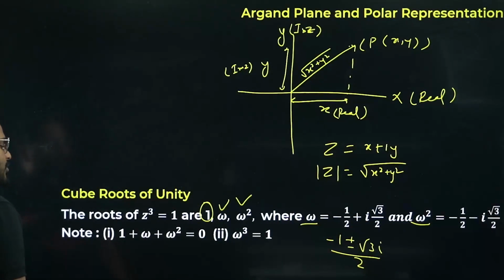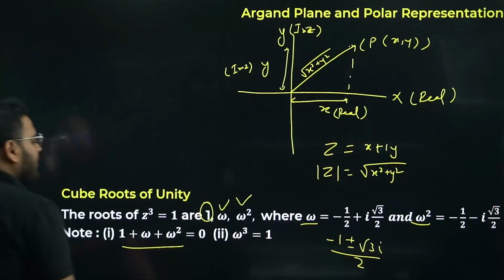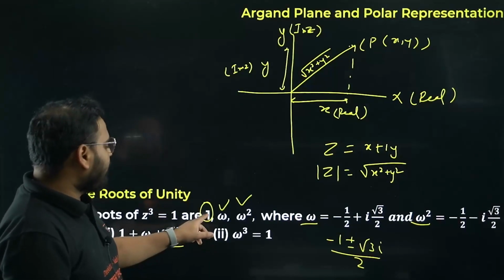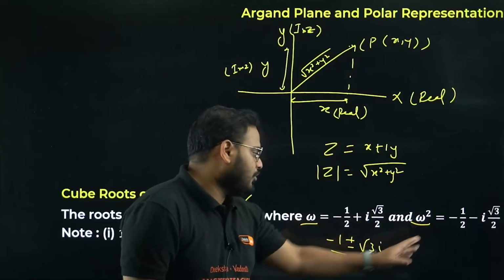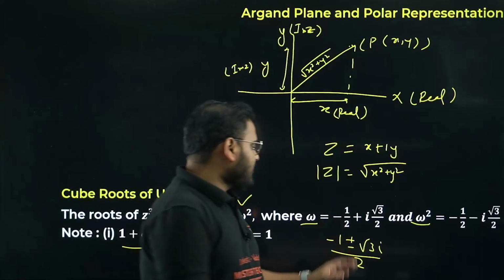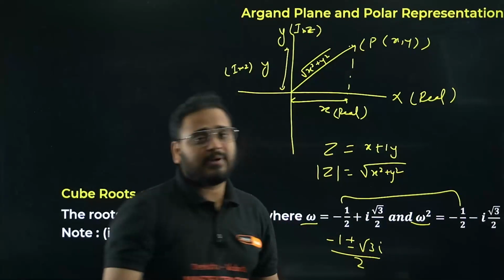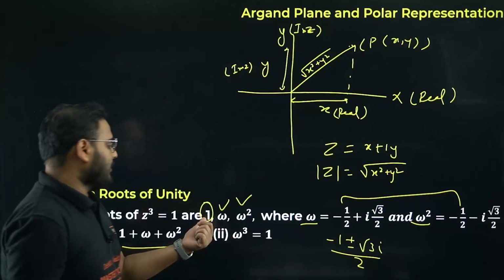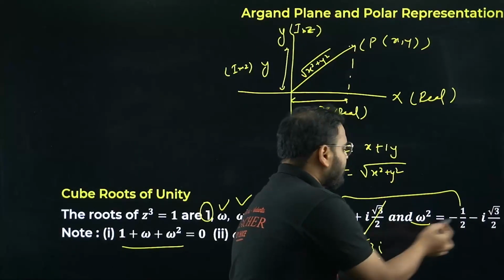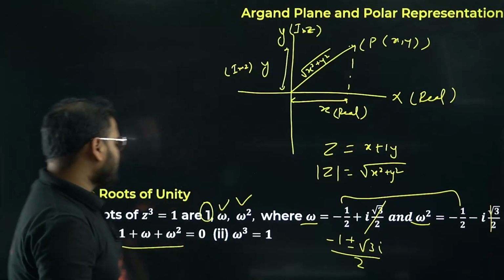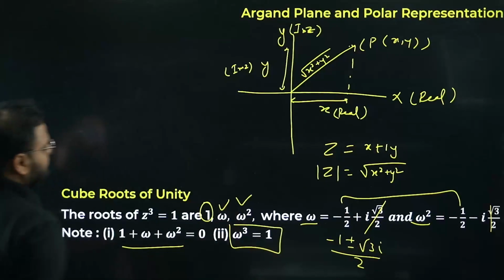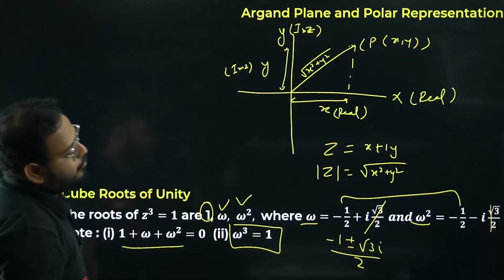Please check. There are some formulas over here. One of the properties: 1 plus omega plus omega square will be 0. Of course, please check if you add them, what are you going to get? I have 1 over here. If you add these two, you get minus 1 by 2 plus minus 1 by 2, it becomes minus 1. There's a plus 1 over here, which means 0. Again, the plus of this and minus of this will cancel, so you have the answer as simply 0. Again, omega cube will be equal to 1.